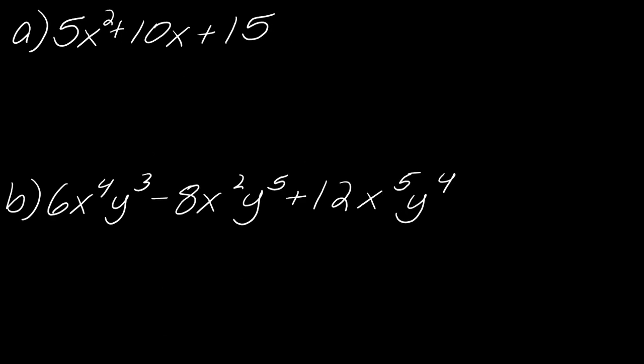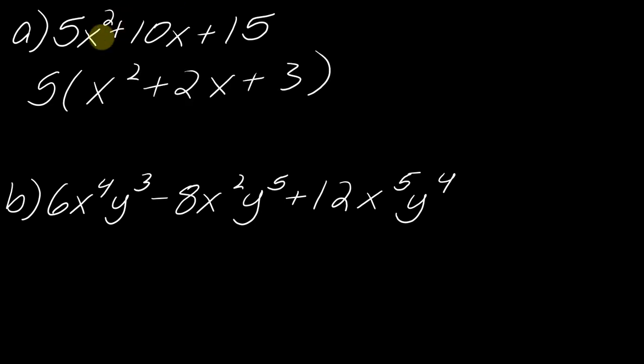So I'm going to start with 5x squared plus 10x plus 15. For this one, the GCF, the only thing that these have in common is a 5. So I can divide 5 into everything. So this will become x squared plus 2x plus 3. I just divide each one of these by 5. They don't all have an x in them, so I can't factor any x factors out. Okay, so moving on to the next problem.